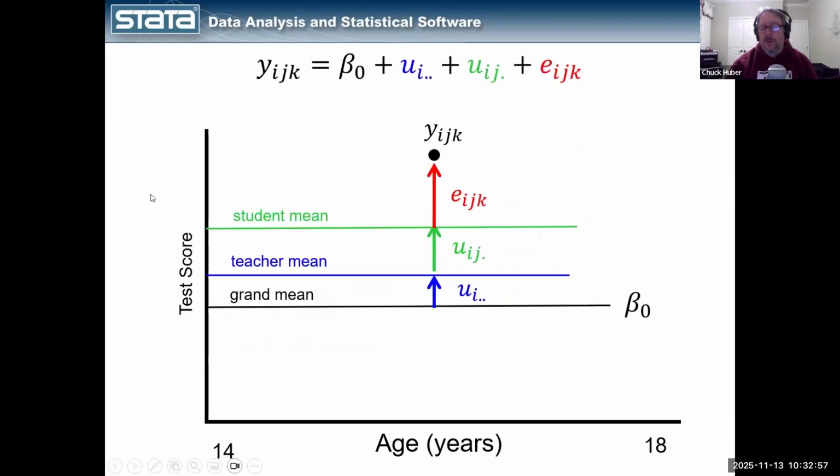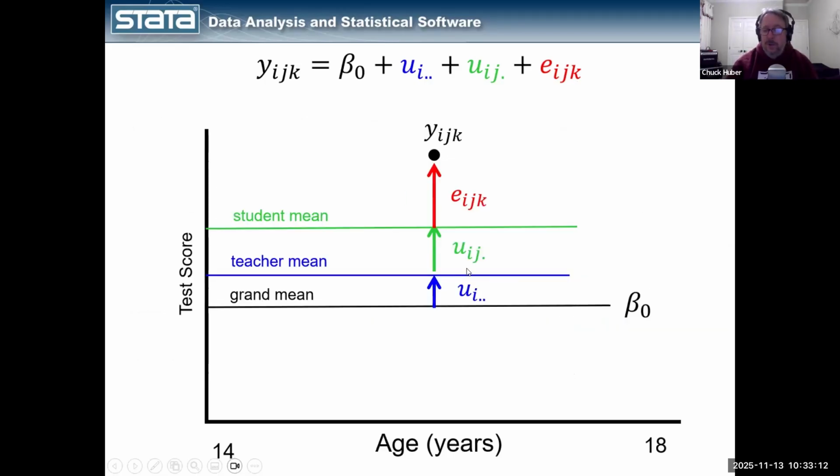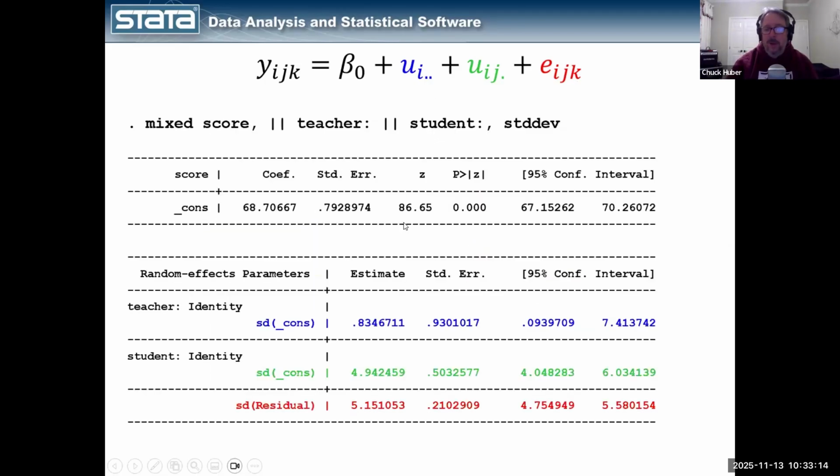So let's start here. Rather than backing all the way out to single level models, let's start with just this 3-level model. So I have the overall grand mean, a teacher mean, and a student mean. How am I going to do that? Well, let's take that equation, and I've color coded this to hopefully make the math and the output match up a little bit here. What I'm going to do is type mixed.